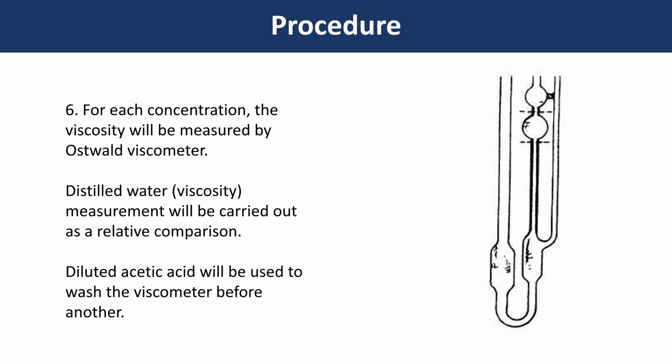For each measurement, make sure to wash the Oswald viscometer using diluted acetic acid. Because if the Oswald is not washed with the acetic acid, the tube of Oswald has the possibility of bubbles present that will distract the measurement.